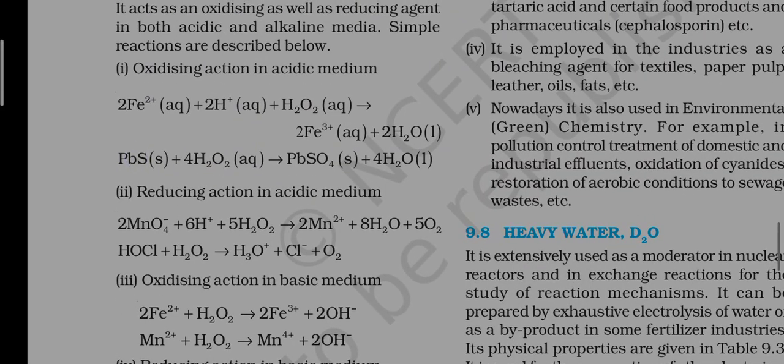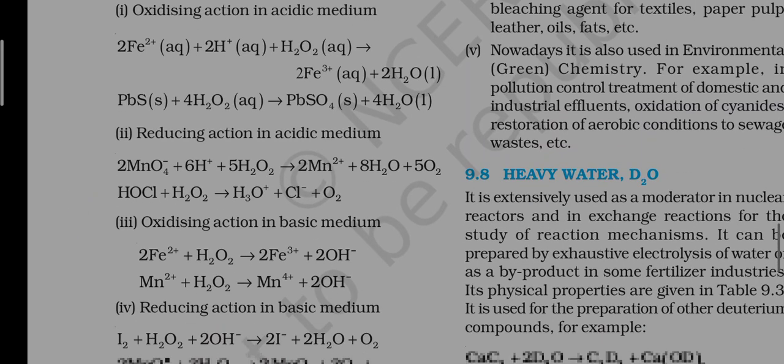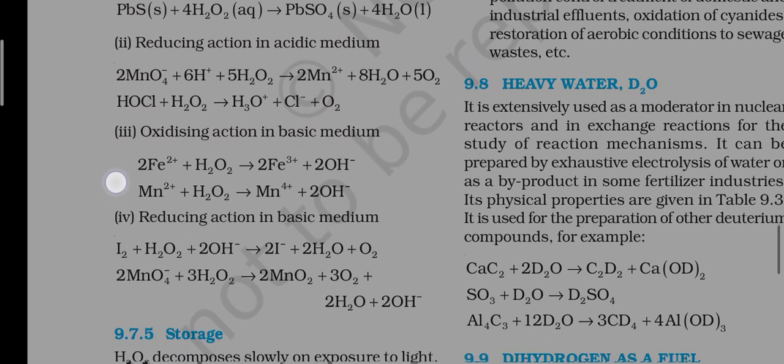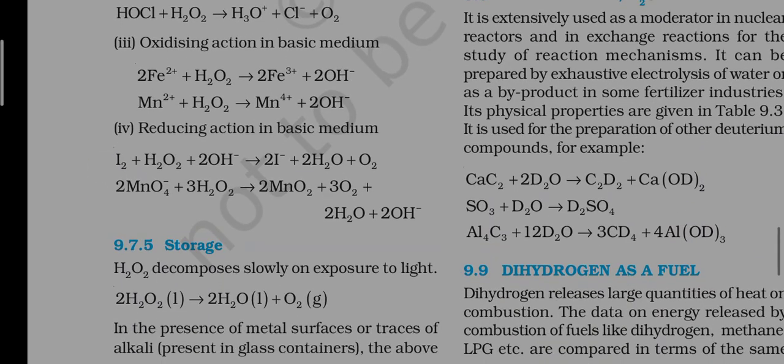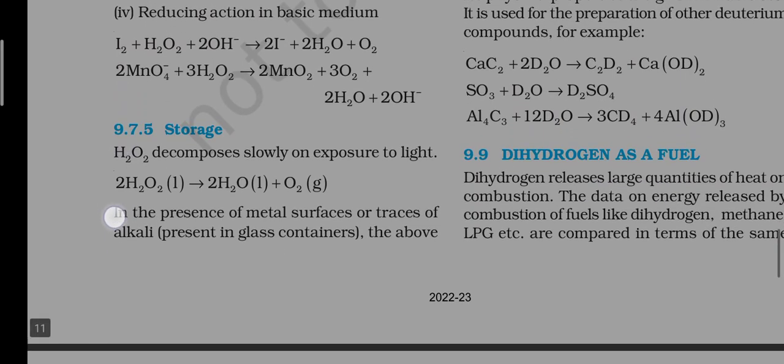Oxidizing action in acidic medium is shown by the reaction 2Fe²⁺ + 2H⁺ + H2O2 gives 2Fe³⁺ + 2H2O. Reducing action in acidic medium is shown by the reaction 2MnO4⁻ + 6H⁺ + 5H2O2 gives 2Mn²⁺ + 8H2O + 5O2. Next is oxidizing action in basic medium. 2Fe²⁺ + H2O2 gives 2Fe³⁺ + 2OH⁻.